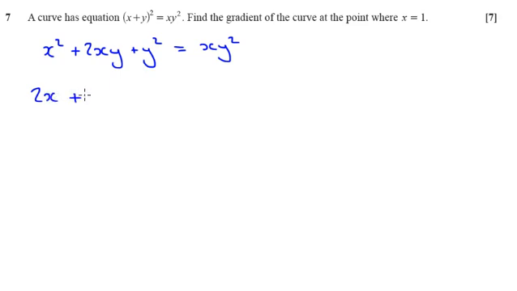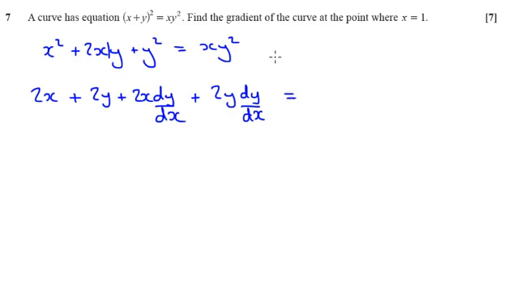This second term here, we're going to need to use the chain rule, so I'm going to split it here. Differentiate the first and leave the second alone, plus leave the first alone, and differentiate y. When we differentiate y, we're going to get 1 times dy by dx, so that's 2x dy by dx. And for this one, we're going to get 2y dy by dx.